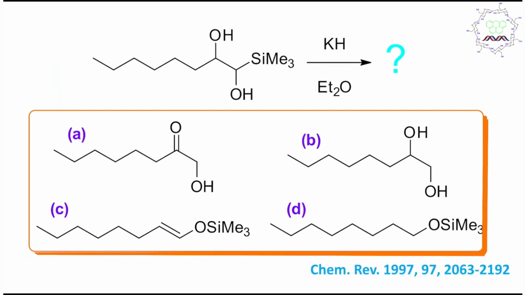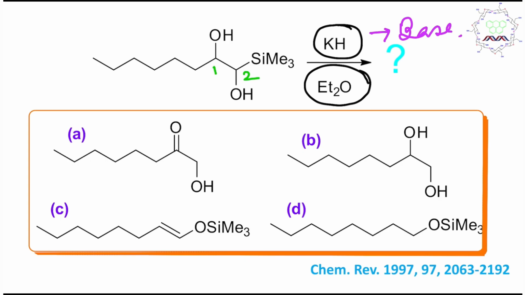So you can see the question. This is actually a reagent, or you can consider this is a 1,2-diol, and this carbon is attached to this SiMe3 group, and finally the condition is potassium hydride and diethyl ether. And we know that potassium hydride only acts as a base. In this case, what are the acidic centers there? Only these two hydroxyls. So acid-base reaction is there, and we know acid-base reactions are the fastest.